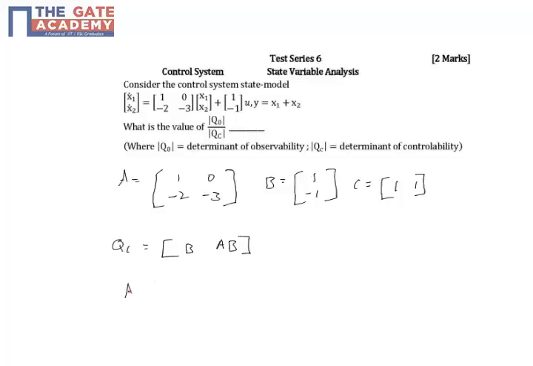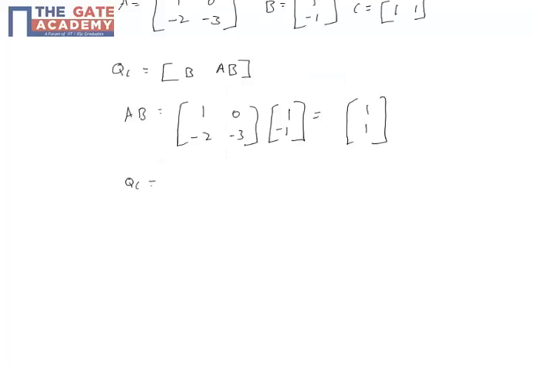Now first we have to determine AB. It is the product of the A matrix and the B matrix: [0 -2 -3] times [1 -1] equals [1 1]. So the controllability matrix is [1 -1] that is B, and then the next column is AB, which is [1 1]. Now the determinant of the controllability matrix is equal to 2.